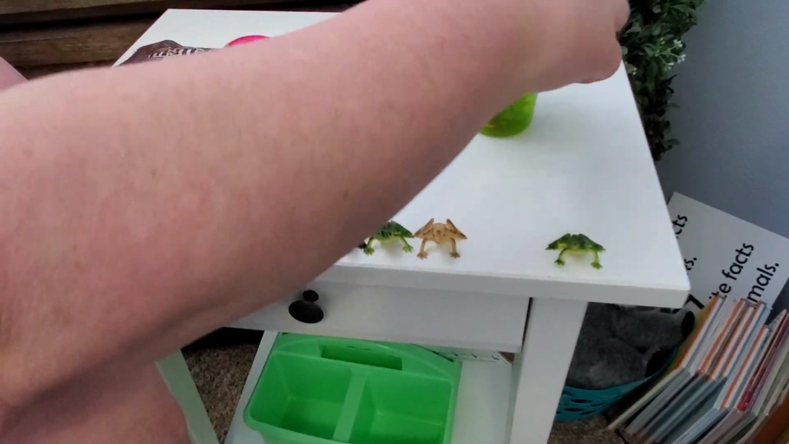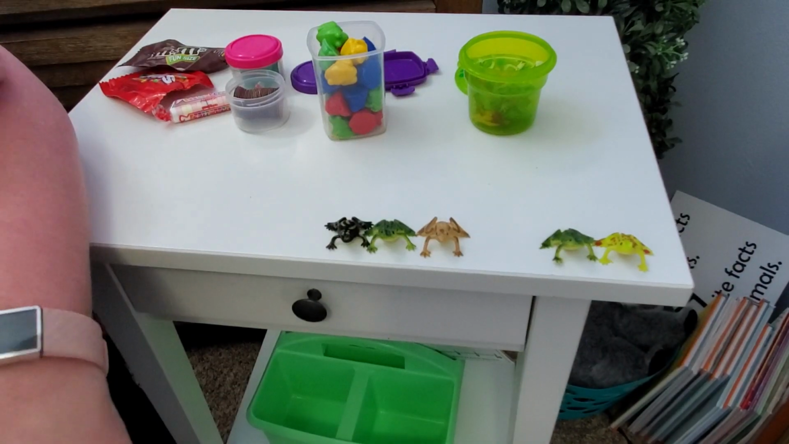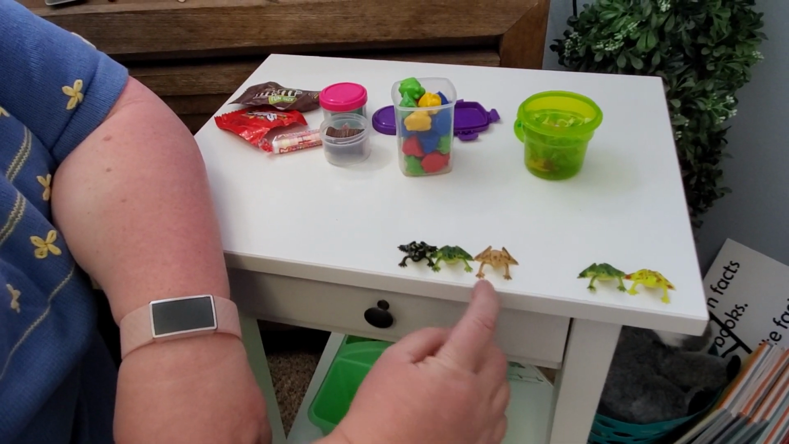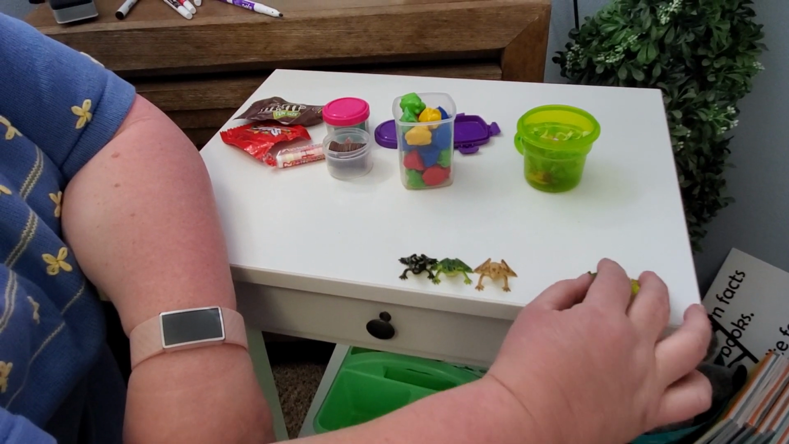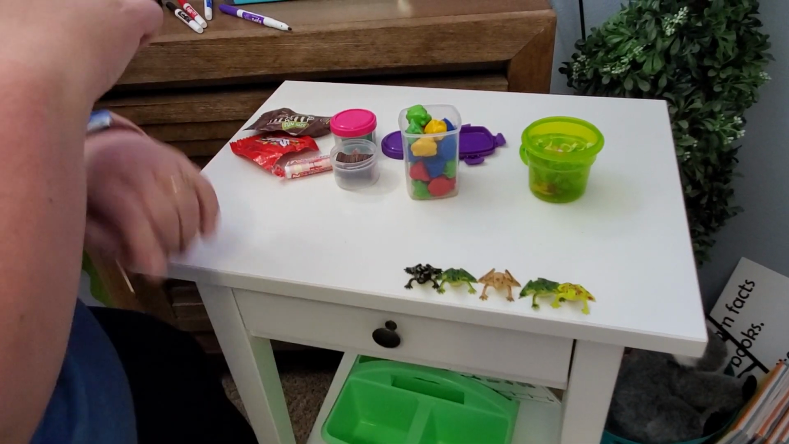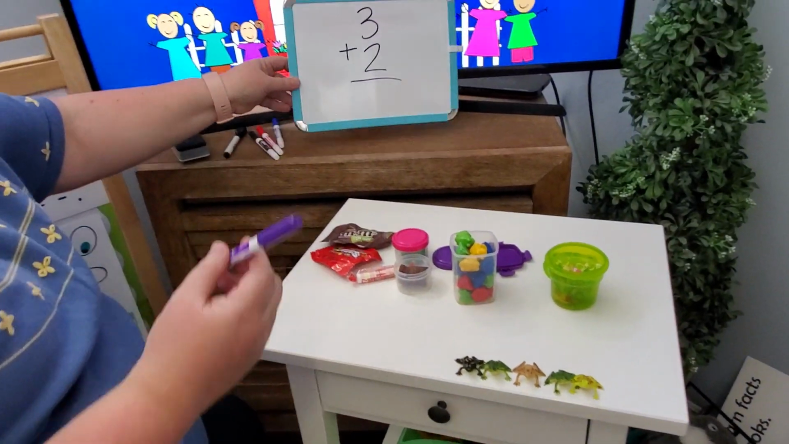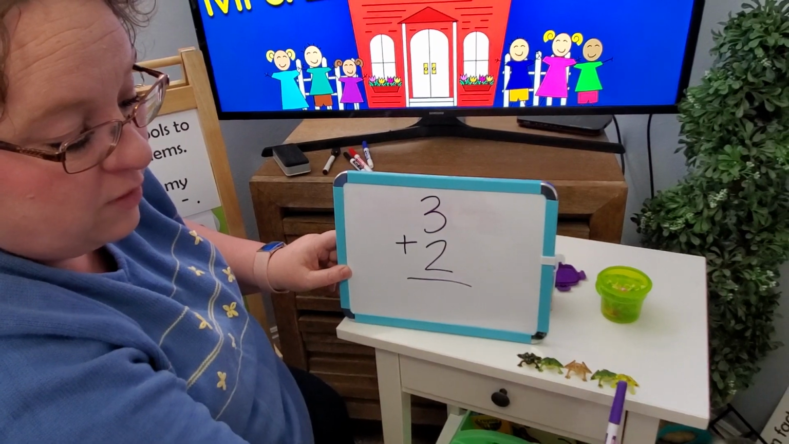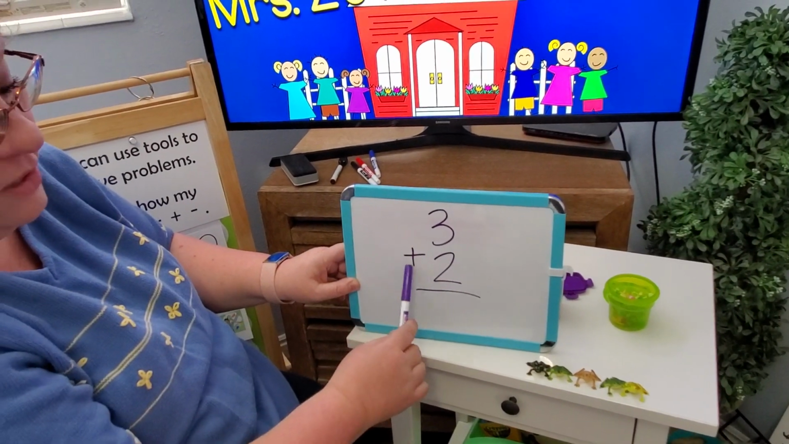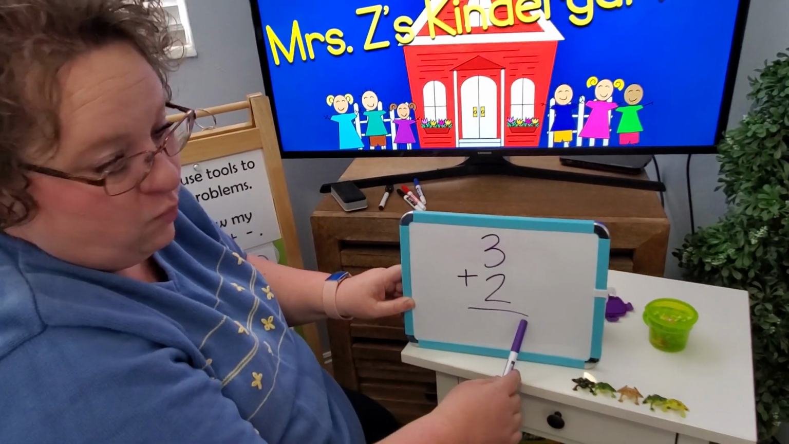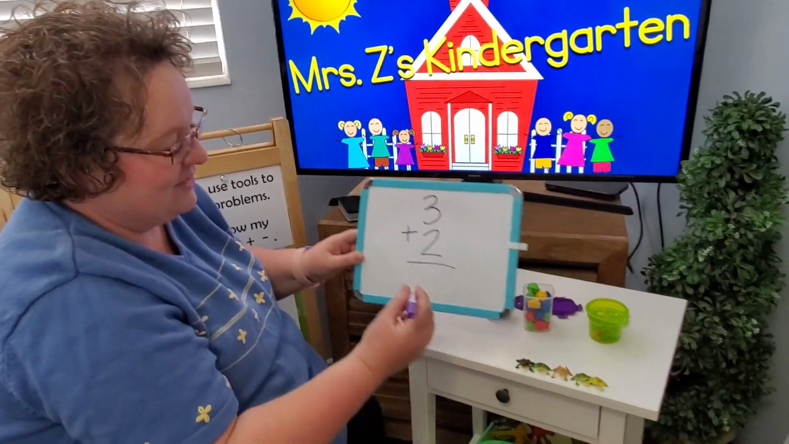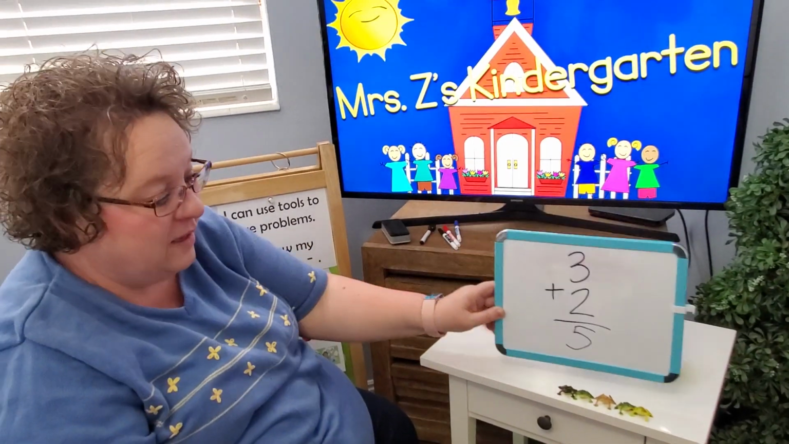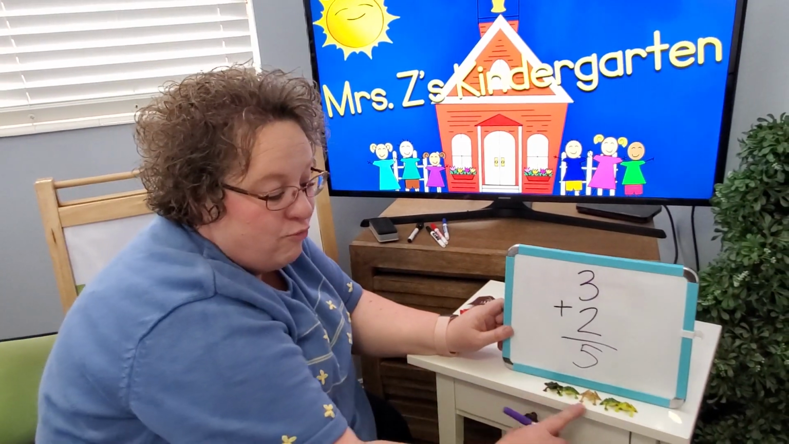I'm so glad you guys are here to help me. This is a lot of think for this mathematician. All right, so here I am. I've got my 3. I've got my 2. I've proved it. I can squish them together. And I'm going to go ahead and count them all up. 1, 2, 3, 4, 5. 3 plus 2 equals, that's right, boys and girls, 5. All right. And again, I've got the proof right here.